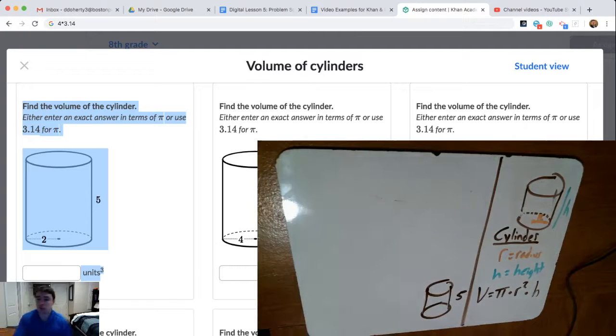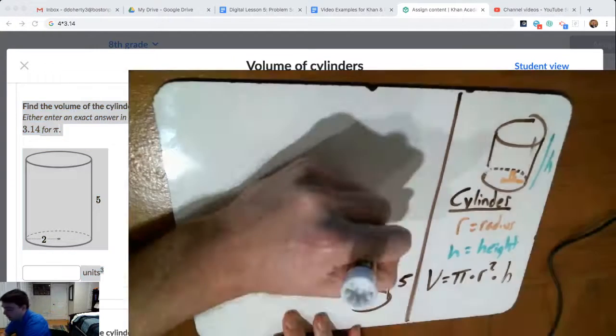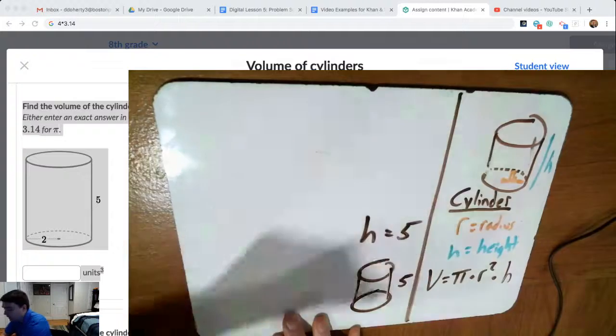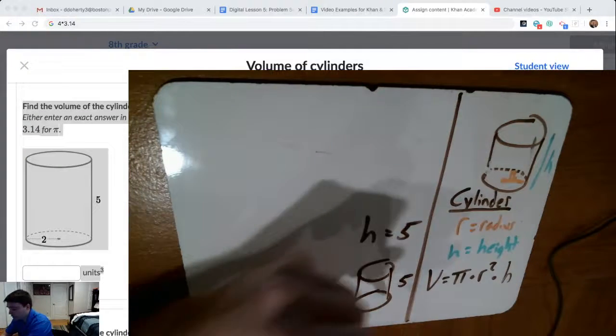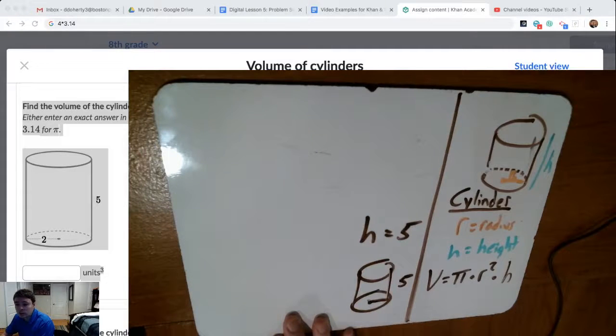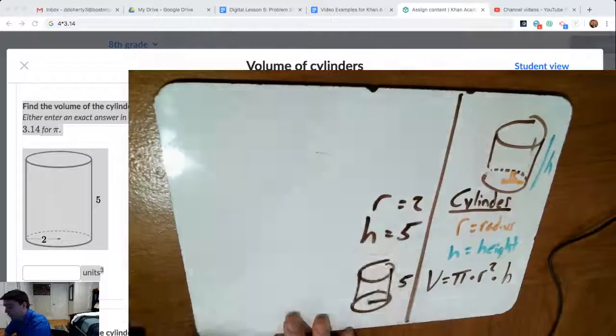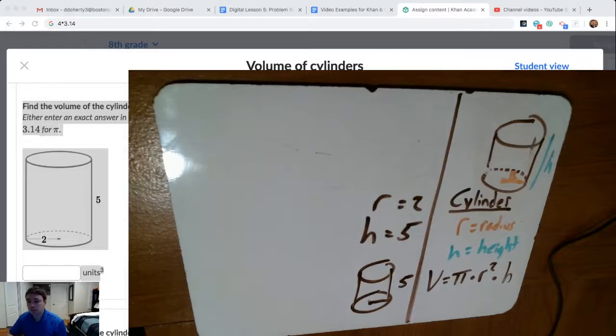So I'm going to make this whiteboard a little larger again. The cylinder we're looking at has a height of 5, so I'm going to put an h of 5 there. And we also see the distance halfway across the circle, which represents the radius. In this case it is 2 units across the circular base. So the radius is 2 and the height is 5.